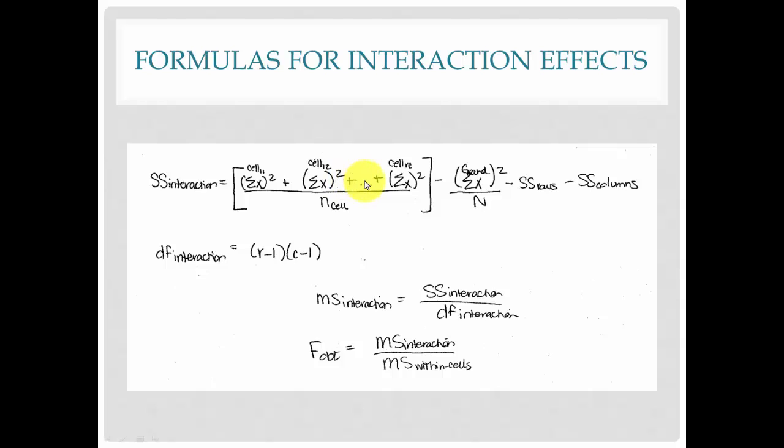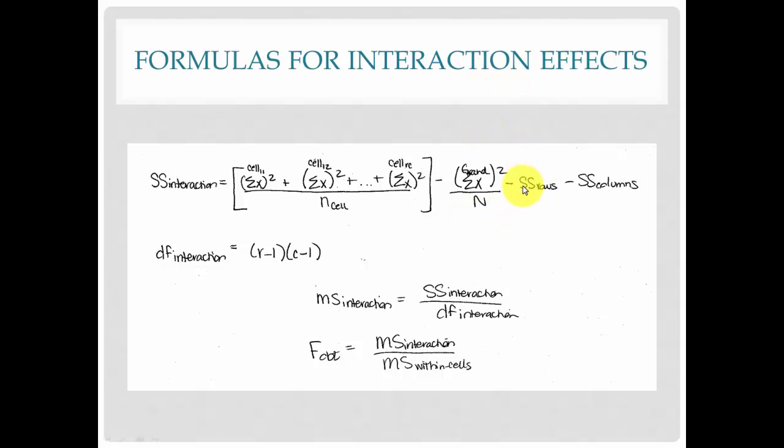And basically you're going to keep doing that until you have all of the cells that are included in your experiment, the sum of x squared added. And then you're going to divide that by the number of participants that are included in each cell. Okay, you're going to take that entire value, and then you're going to subtract three things now. You're going to subtract the same grand sum of x squared over n, but you're also going to get rid of the sums of squares from the rows and columns that you've already done.